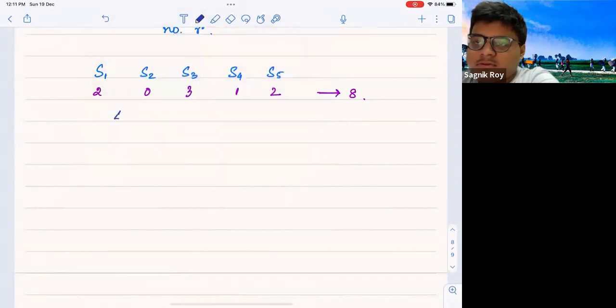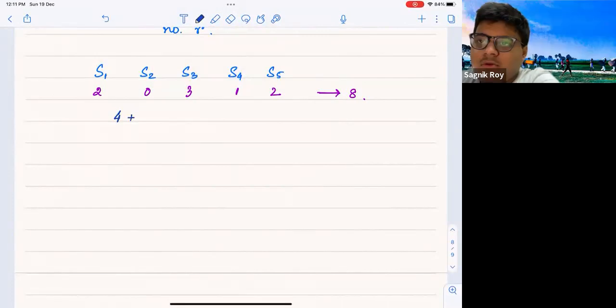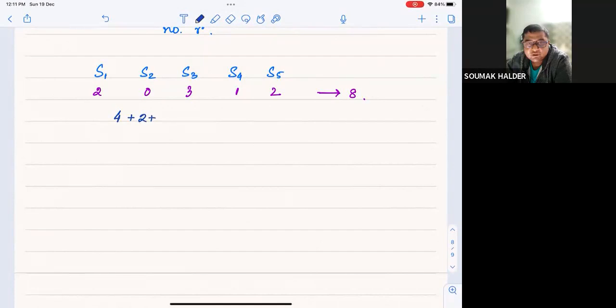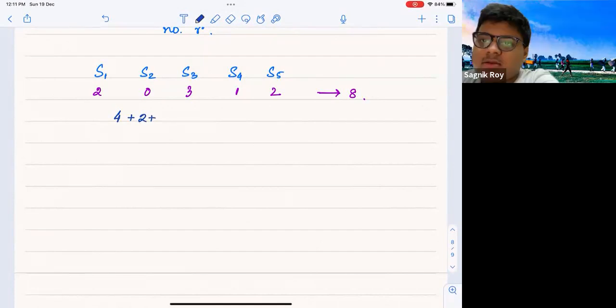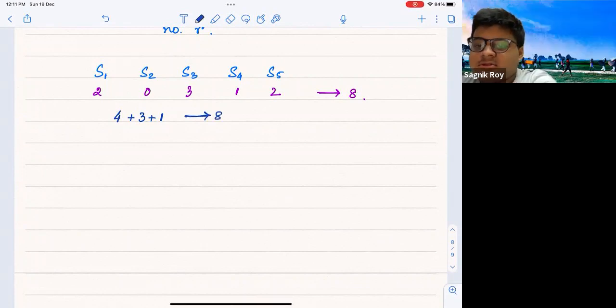How many can contribute on the second round? 2. How many can contribute on the third round? 1. No, sir, in the second round it will be 3. Yes. So the total is still 8. So I can also count 8 in this way.